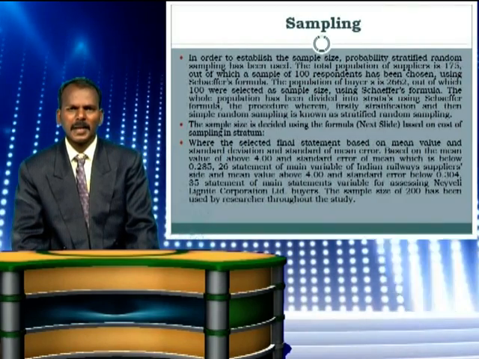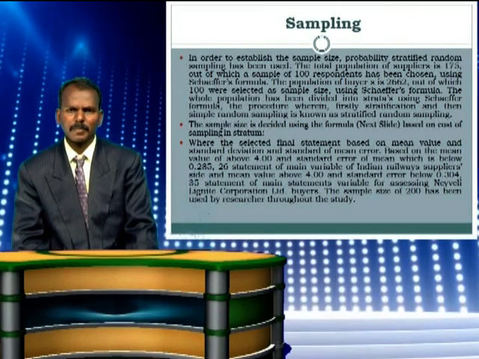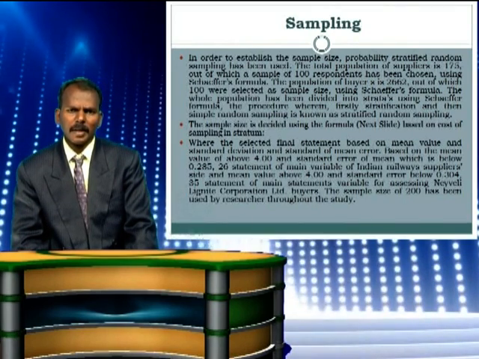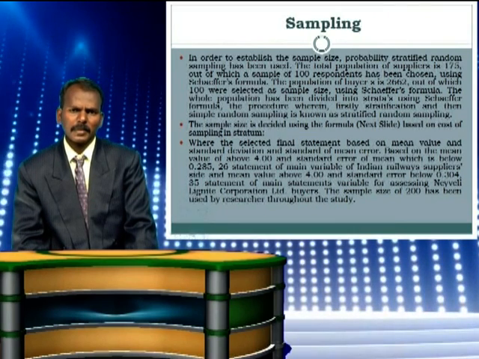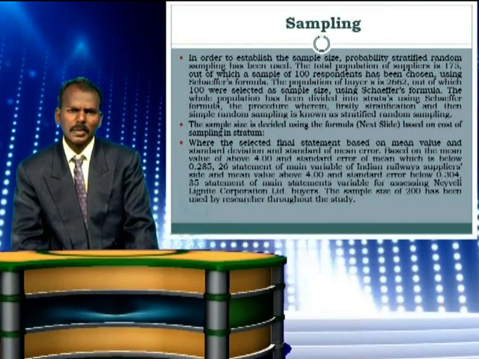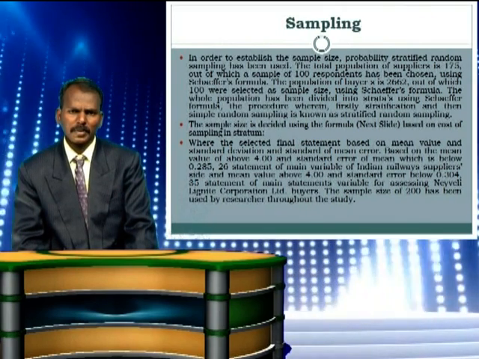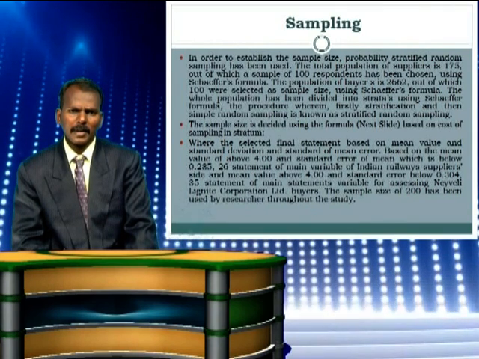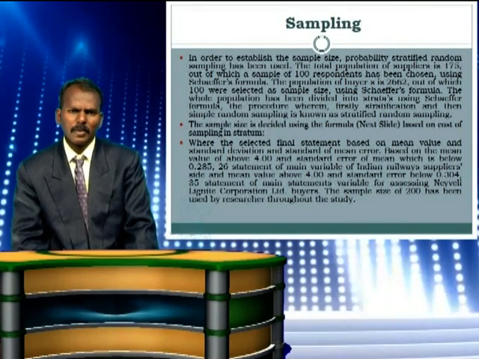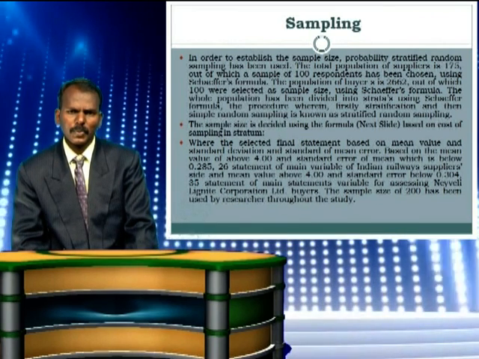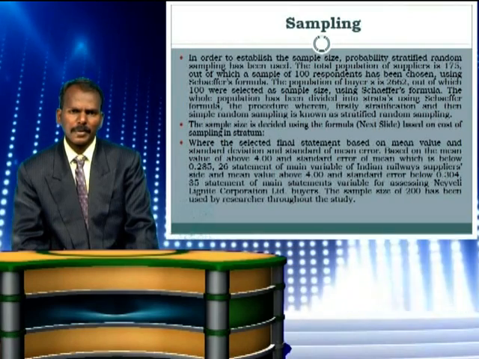Next, sampling. In order to establish the sample size, probability stratified random sampling has been used. The total population of suppliers is 175, out of which a sample of 100 respondents has been chosen using Scarper's formula. The population of buyers is 2662, out of which 100 were selected as the sample size using Scarper's formula. The whole population has been divided into strata using Kauffman's formula.